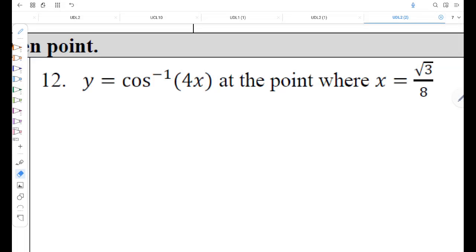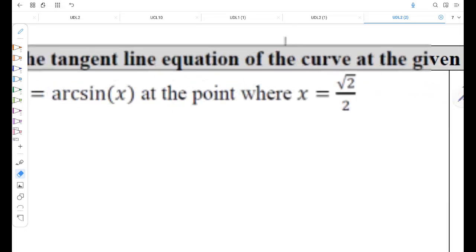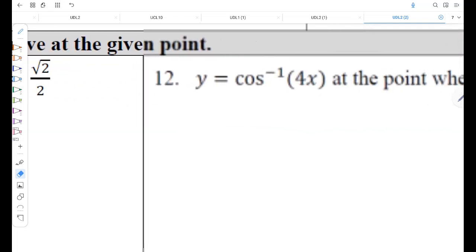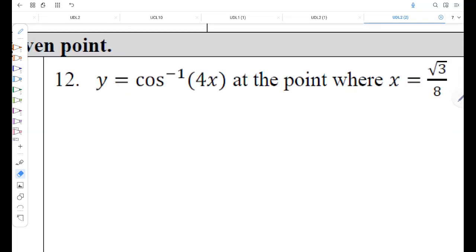Okay, we're going to take a look at number 12 from D2. The directions on this section say to find the tangent line equation of the curve at the given point. So we have to find a tangent line equation. Anytime you need to find a tangent line, you need two things. You need a point, which is two numbers, an x and a y, and a slope, which comes from a derivative, whether it's an f prime or a dy dx. Whatever the derivative is in your problem, that's what you're going to use to figure out the slope.